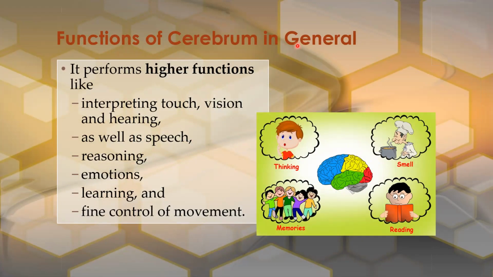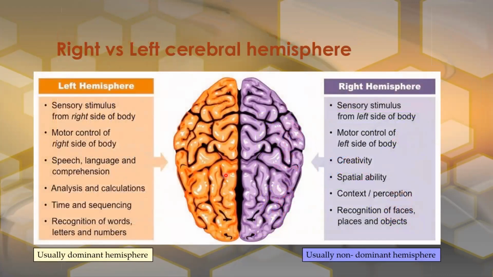Okay, the function of the cerebrum in general. The cerebrum is involved in higher functions like interpreting touch, vision, and hearing, speech, reasoning, emotions, learning, and fine control of movement. These are the right and the left cerebral hemispheres. Both of them have their own functions.